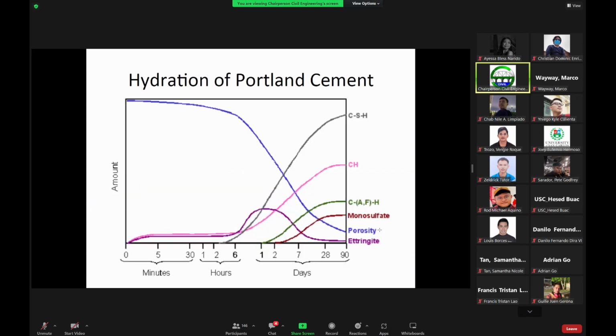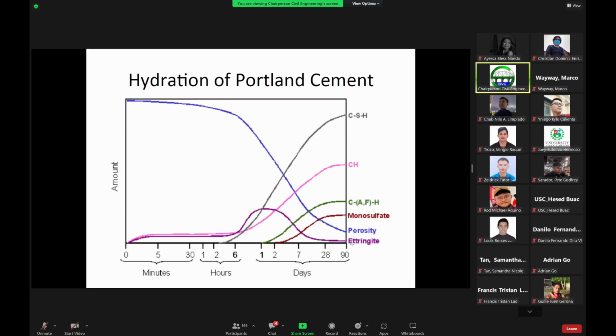This figure shows you the hydration products. You have your CSH, your CH, your ettringite, and your monosulfoaluminate. This is your AFM, monosulfoaluminate. Here you'll see when the different hydration products start to form. This is with respect to time.